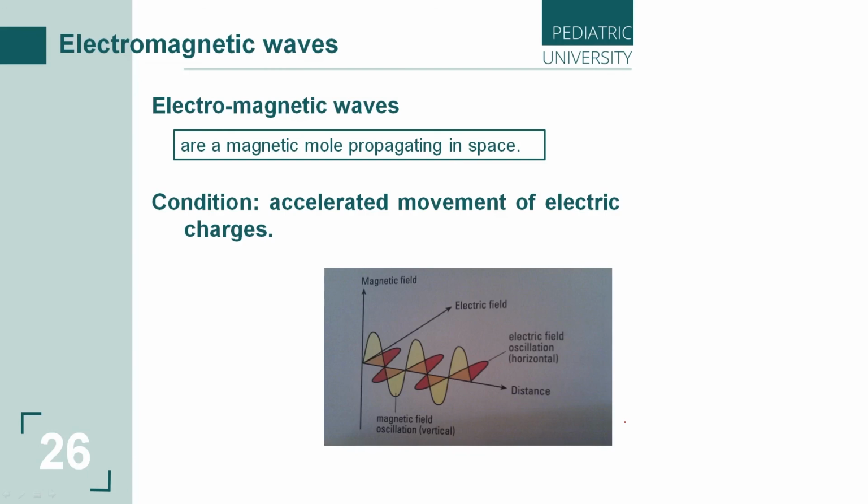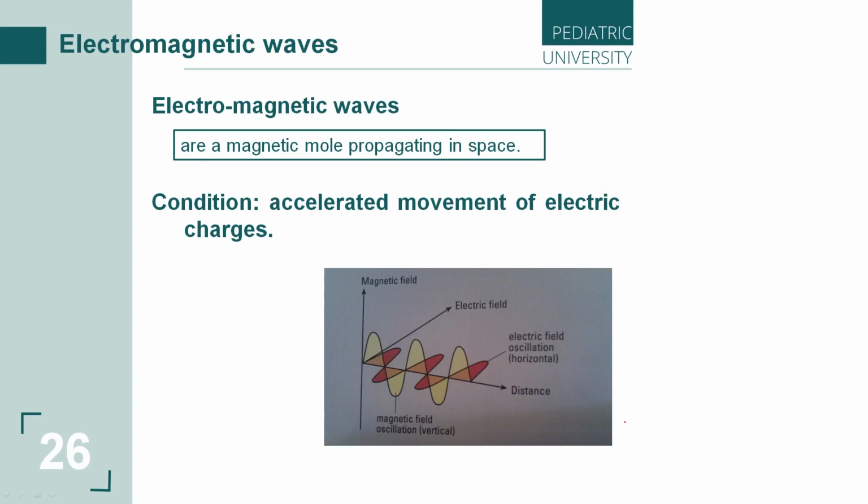As usual, let's start with the definition again. Everything starts from definition. What are electromagnetic waves? Electromagnetic waves are an electromagnetic field propagating in space. Electromagnetic waves occur due to the fact that an alternating electric field generates an alternating magnetic field. In order to create an electromagnetic wave, a special condition is required.